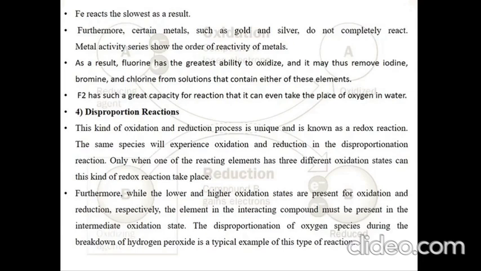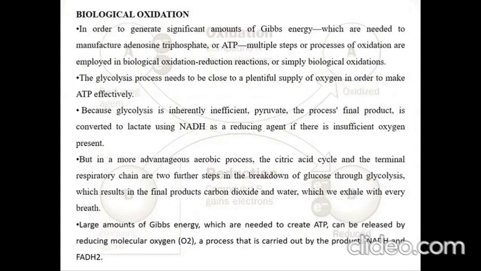Furthermore, while the lower and the higher oxidation states are present for oxidation and reduction respectively, the element in the interacting compound must be present in the intermediate oxidation state. The disproportionation of the oxygen species during the breakdown of hydrogen peroxide is a typical example of this reaction.